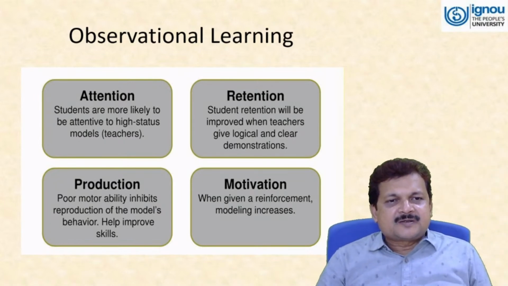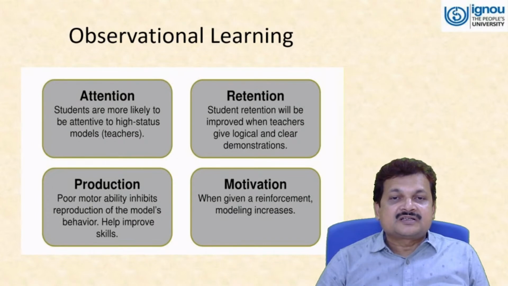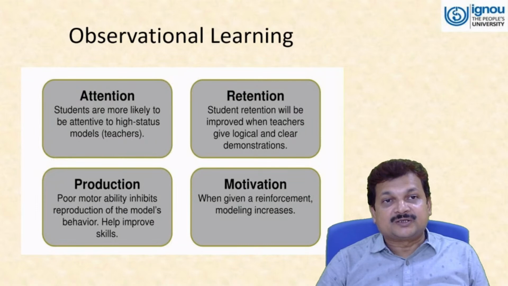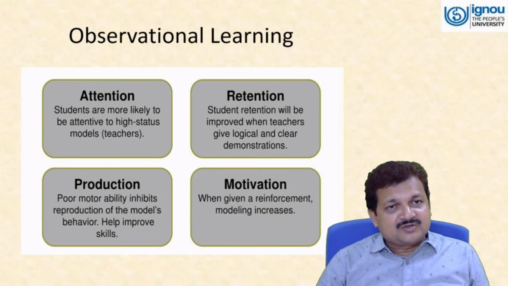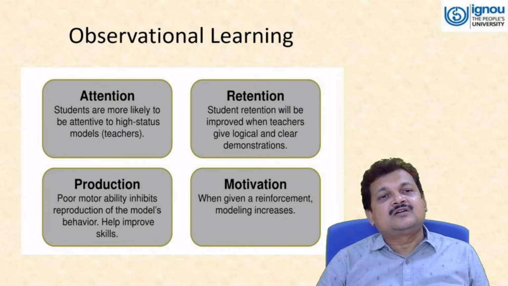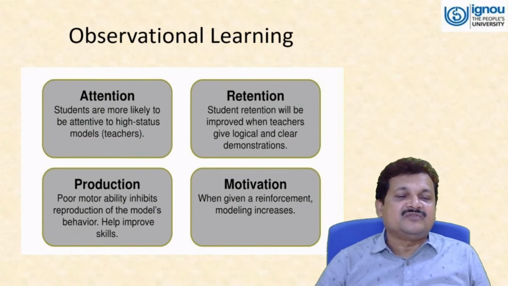Production cases, poor motor ability inhibits reproduction of the model's behavior, help improve skills. Retention cases, how the information or observation will be retained in our memory. If it is quite interesting, it is the area you are very much interested in, or it is going to help you in the long run, or for your job, this is highly essential. In that particular case, your retention will be very high.